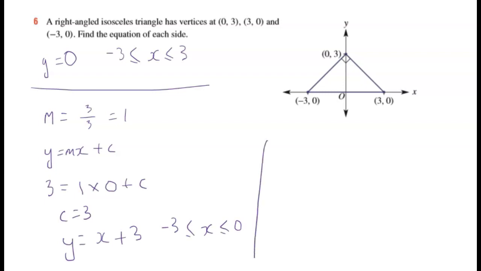And then the third one, now we can work out that gradient, but it's a perpendicular line. It's perpendicular to this one, and that's indicated by that right angle. So if this gradient was 1, this one's going to be -1. And you can see that your y-intercept is there at 3, so I don't need to really work that out. So we've got y equals -x plus 3, and that is for x between 0 and 3.